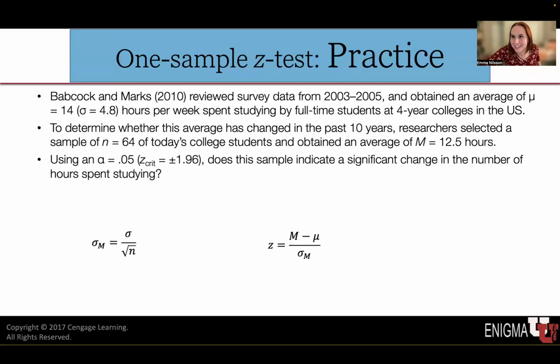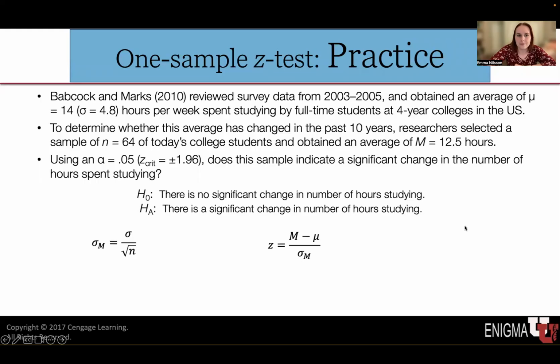Okay, so let's go through this together. So the hypotheses are as follows. Our null hypothesis is going to be there's no significant change in the number of hours studying between students from 10 years ago and students today. The alternative hypothesis is that there is a significant change in the number of hours studying. We don't say if there's more or less, we just say the hypothesis is that there is a change.